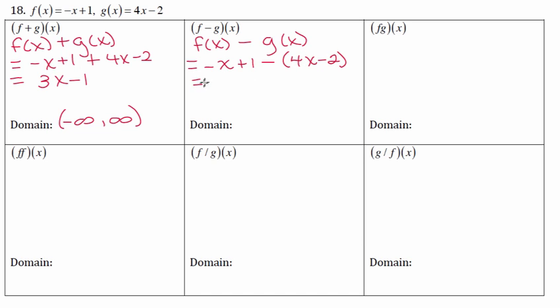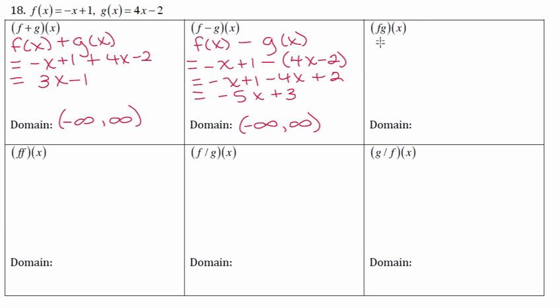And then you're going to have to distribute the negative sign that is in front of those parentheses. So we end up with negative 4x plus 2. And then we combine like terms. I'm going to get negative 5x plus 3. And the domain of f minus g is the same as f plus g. It's the overlap or intersection of the domains of f and g, which is going to be negative infinity to infinity.